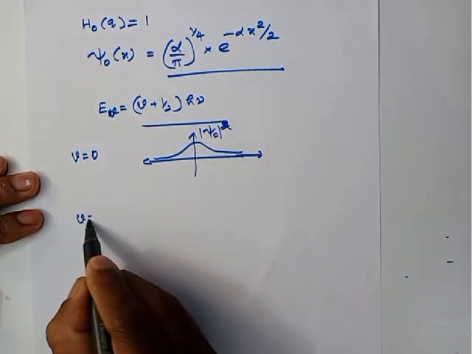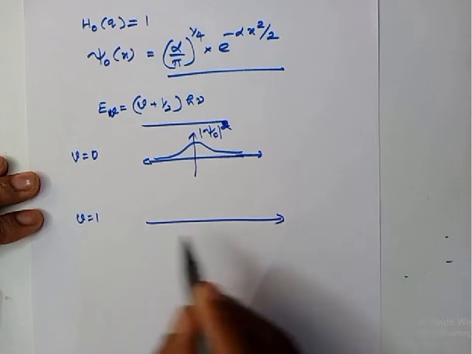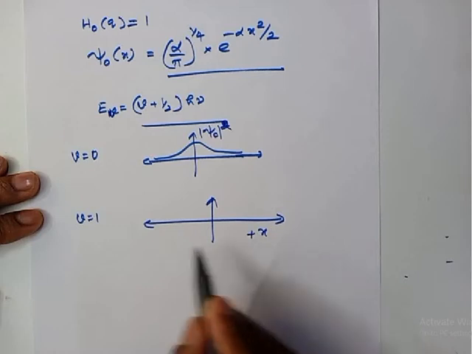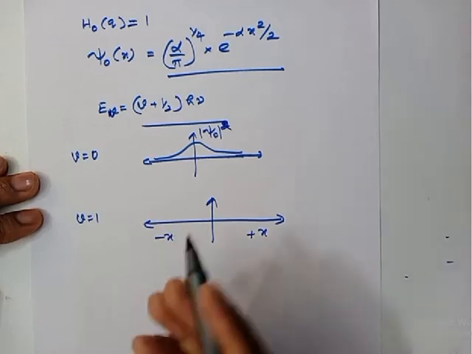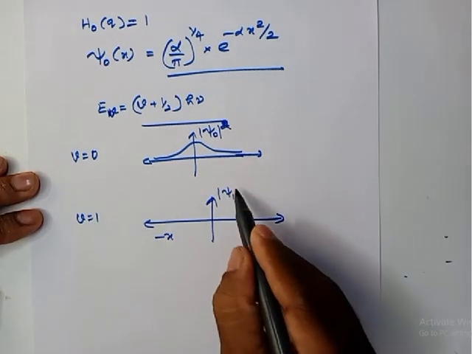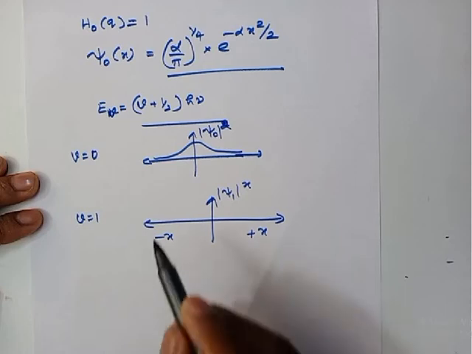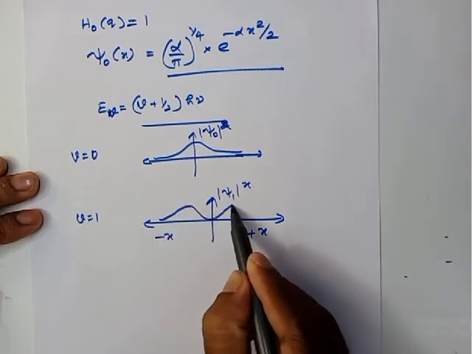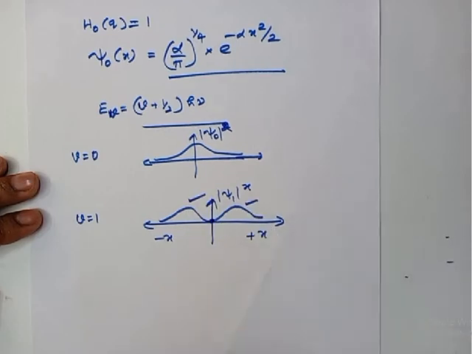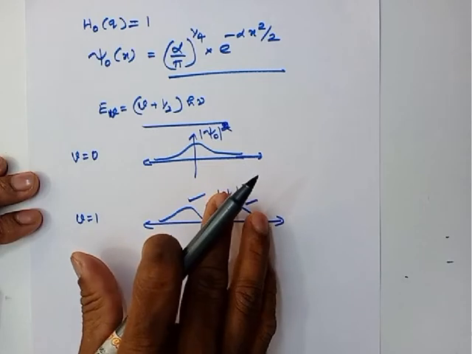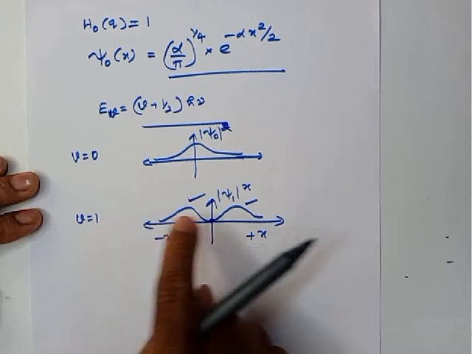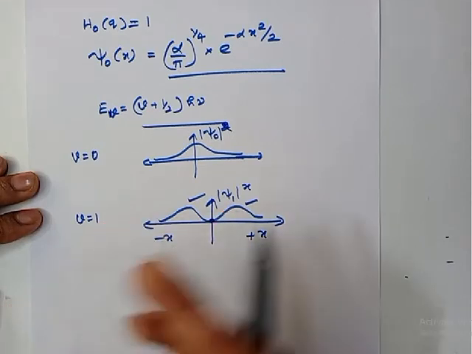If you go to the v equal to 1 state, this is the x value, plus x and minus x show displacement, and this is psi square, but v equal to 1, so psi 1 square. In psi 1 square, you will get two peaks. There is a node at the middle, and you will get two peaks. So it's very clear that if v equal to 0, I will get one peak. If v equal to 1, I will get two peaks. If you go to v equal to 2, you will get three peaks.